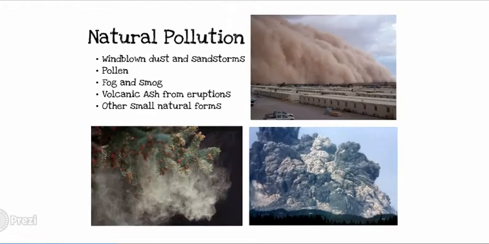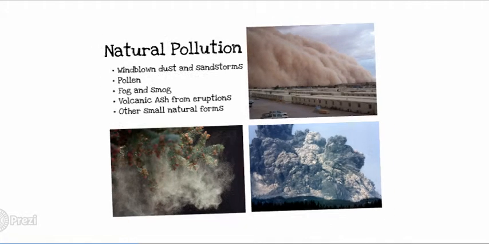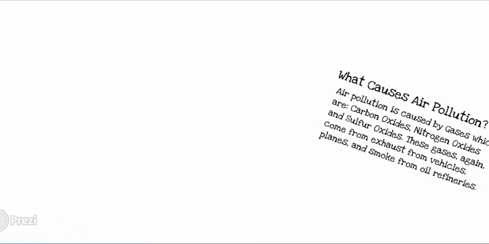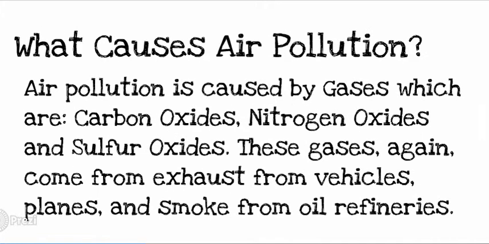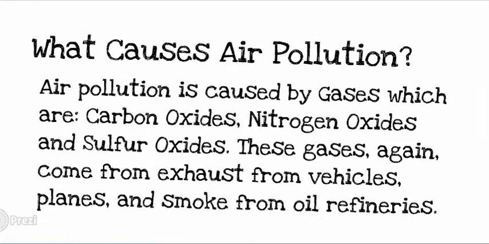And thirdly, we have natural pollution, which is the pollution caused by windblown dust and sandstorms, pollen, and fog and smog. What causes air pollution? Air pollution is caused by these gases, which are carbon oxides, nitrogen oxides, and sulfur oxides. These gases, again, come from the causes that we just talked about, the stationary, natural, and mobile sources of pollution.